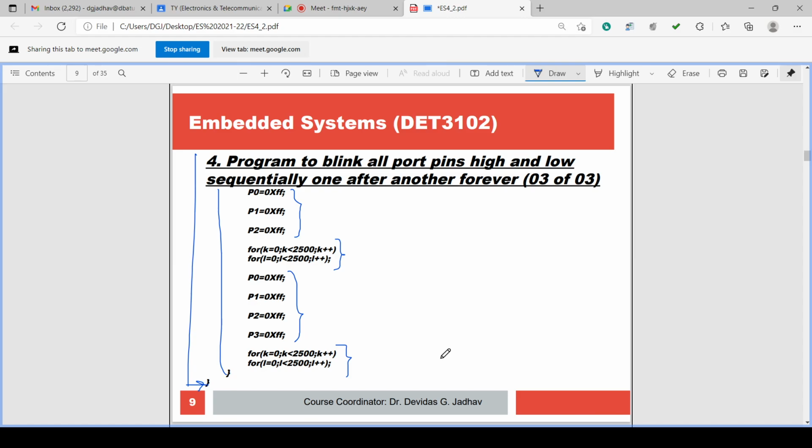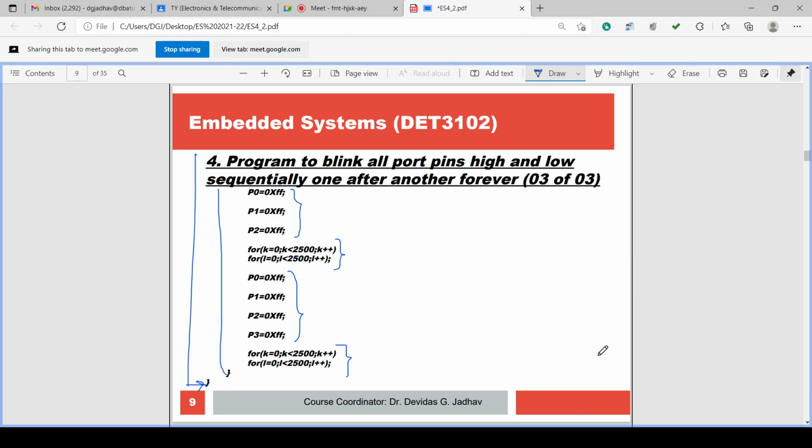First all are 0, delay is there. Then one by one port becomes high. Whenever all 4 ports become high, there is a delay, and all 4 become low. This is the pattern of blinking. You can change the pattern of blinking according to your wish. You can develop your own logic. This is one of the logics.